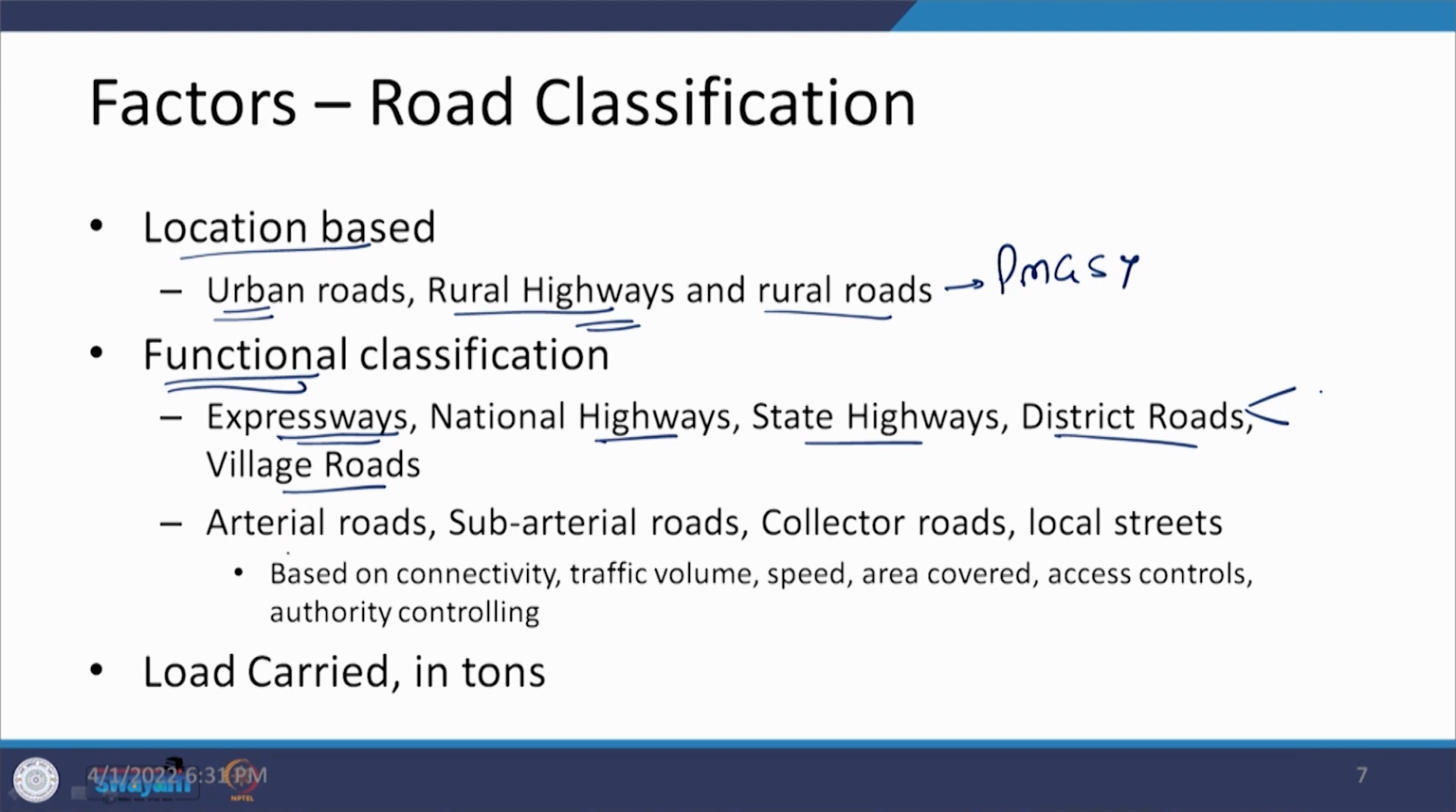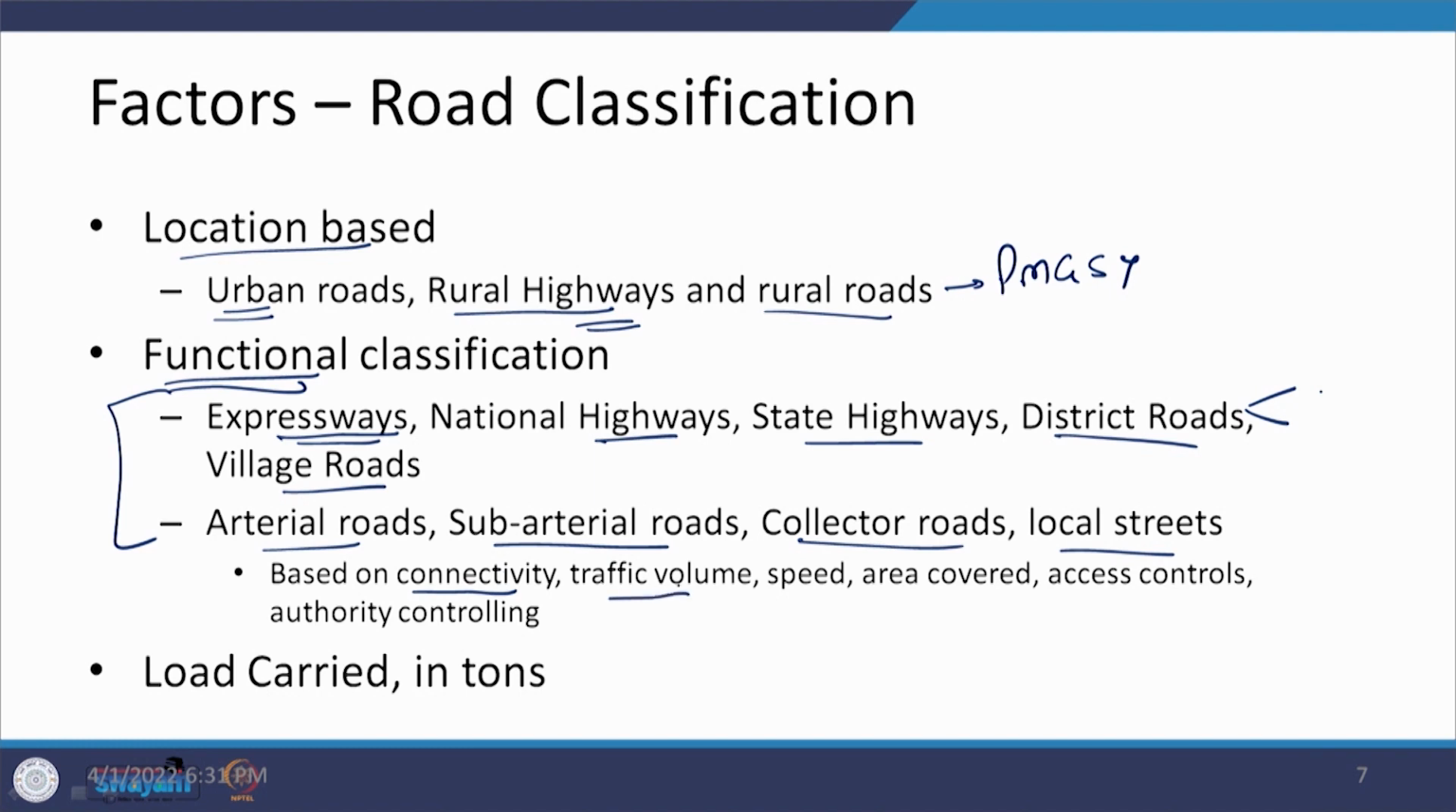Then in the case of urban areas, we can have arterial roads, then sub-arterial roads, collector roads and local streets. And with all of these classifications, when we talk about this further, you will see that we will be talking in terms of the type of connectivity which has been provided by these roads.